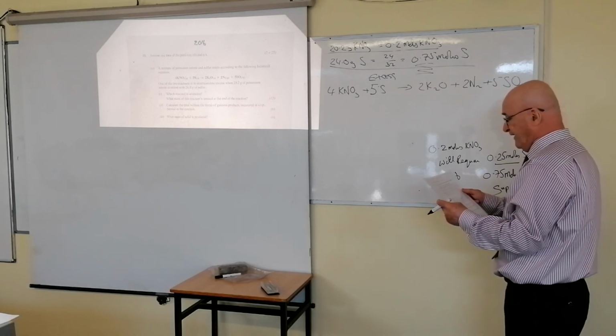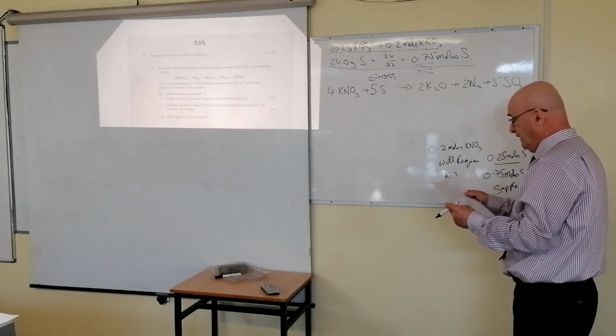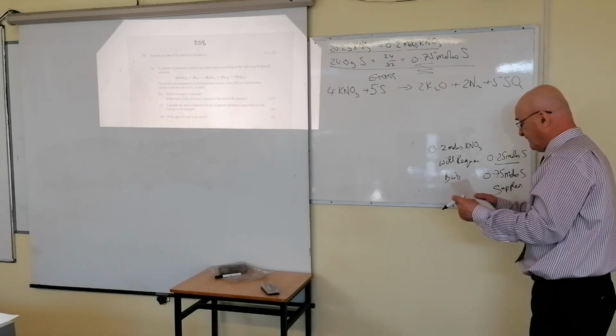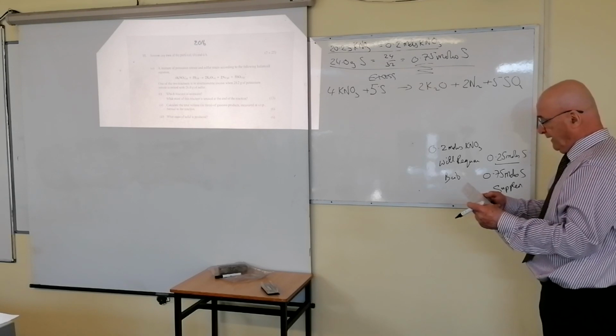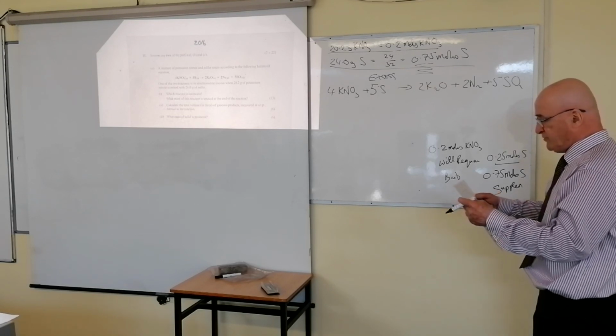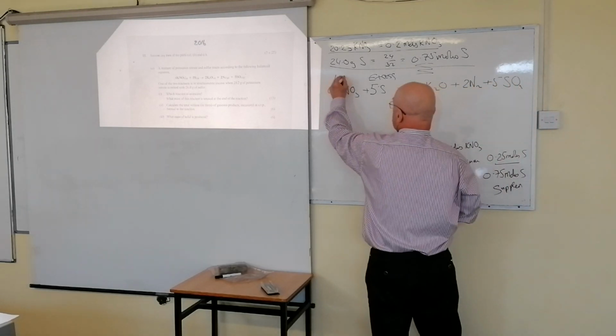Which of the two is in excess? And you're fine with that, are you? That we have that. The sulfur is in excess. Now it's based on numbers only. There's nothing else. So sulfur is in excess. Which reagent is the sulfur? So that's the limiting reagent.